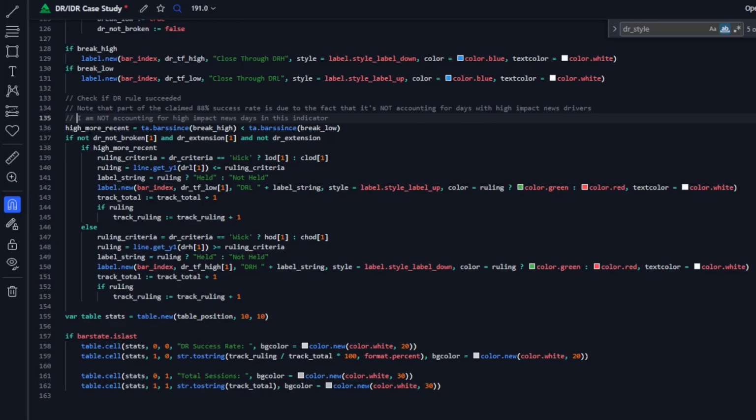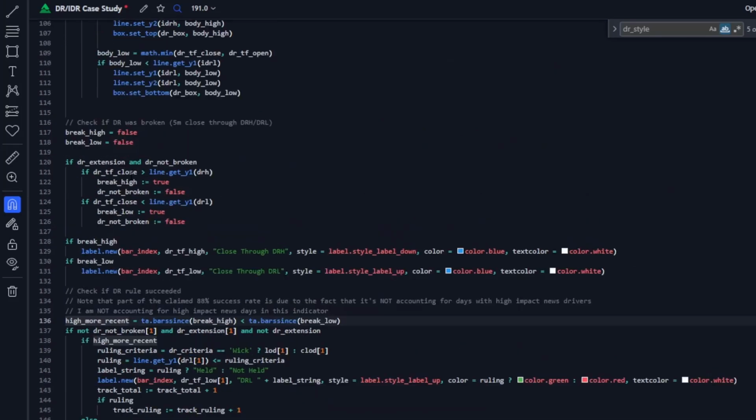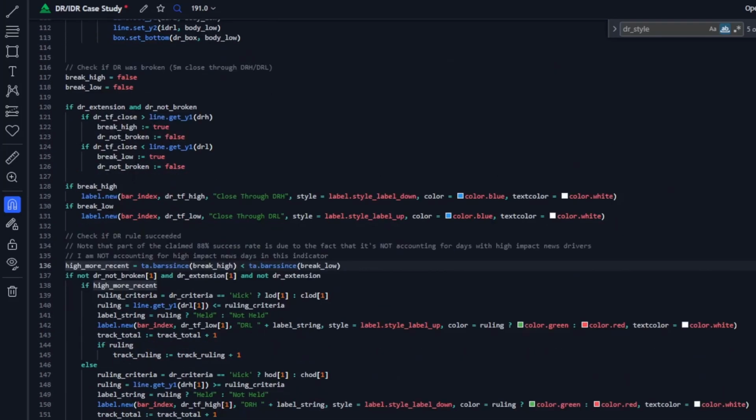So right here, I'm kind of checking if we broke the DR high or broke the DR low. So if break high was set to true more recently than break low, then I know that more recently we broke the high. So in either case where we break the high or break the low, we're setting DR not broken equal to false because we closed outside of the range. So if that is false and the session has closed, and the reason it means this is because the DR extension is only valid from 10:30 to 4 p.m.